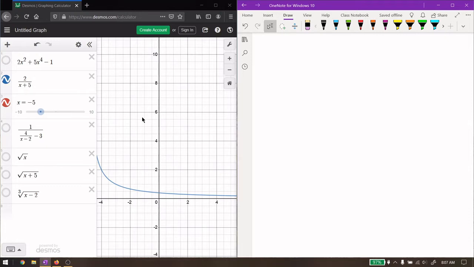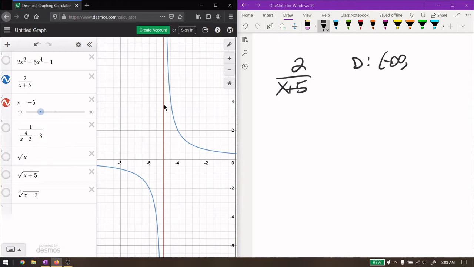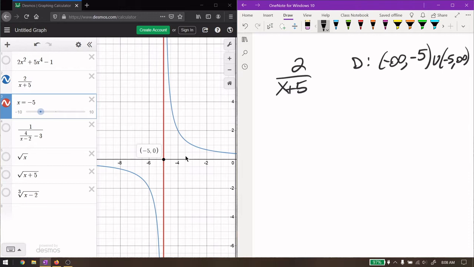Just to briefly show you what I'm talking about here. The domain of 2 over x plus 5 will be from negative infinity up to this point right here. That's where the graph does not cross, so negative 5. Union with negative 5 up to infinity.